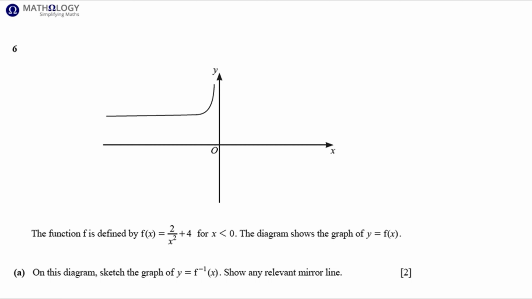The function f is defined by f of x equals 2 over x squared plus 4 for x less than 0. The diagram shows the graph of y equals f of x. We're required to sketch on the same set of axes the graph of the inverse function of f, showing any relevant mirror line. Now, the inverse of any function is a reflection about the line y equals x. So we're just going to put in the line y equals x.